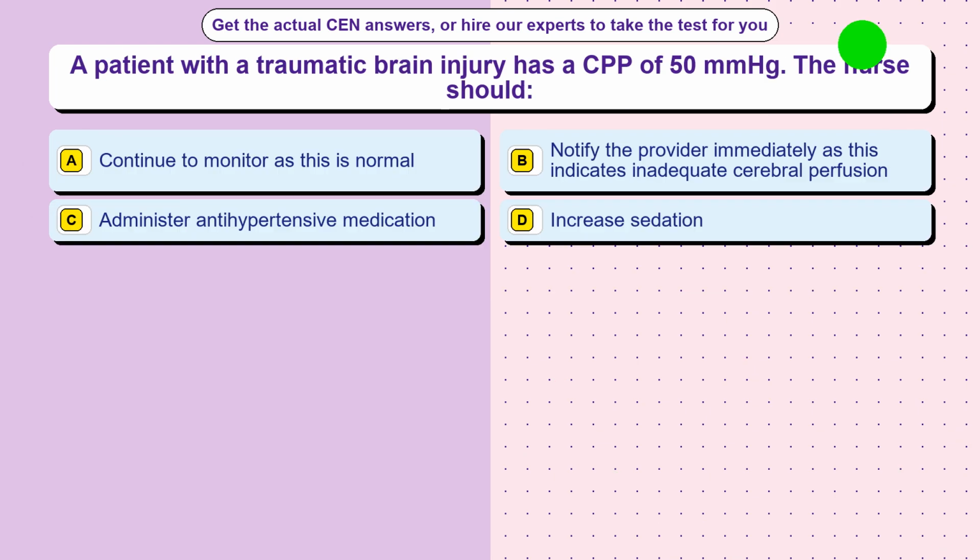Question 36. A patient with a traumatic brain injury has a CPP of 50 mmHg. The nurse should Option A, continue to monitor as this is normal. Option B, notify the provider immediately as this indicates inadequate cerebral perfusion. Option C, administer antihypertensive medication. Option D, increase sedation.